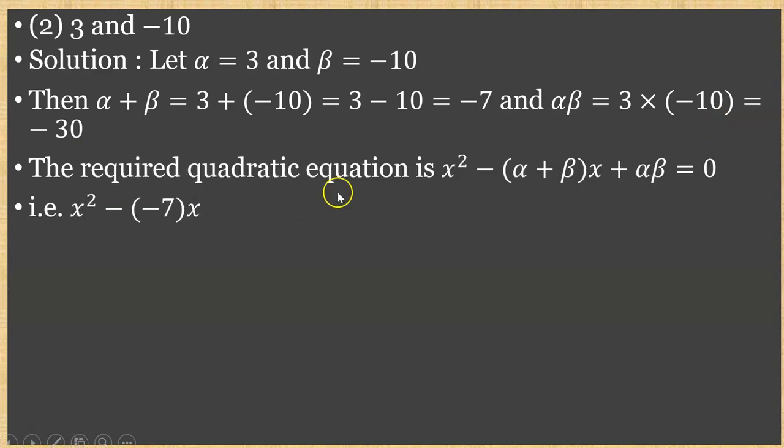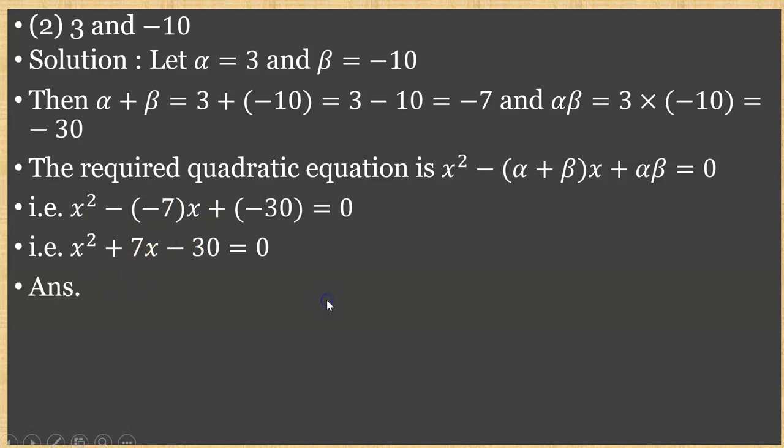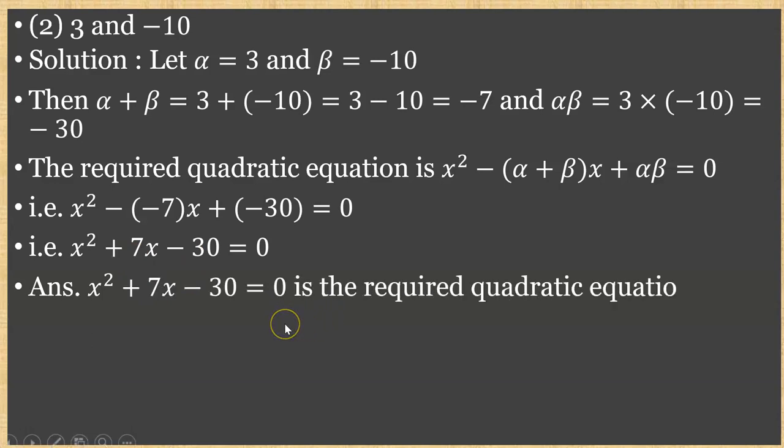The required quadratic equation is x square minus in bracket alpha plus beta into x plus alpha into beta is equal to 0. That is x square minus in bracket minus 7 into x plus minus 30 is equal to 0. Therefore, minus and minus will become plus: x square plus 7x minus 30 is equal to 0. And this is the answer.